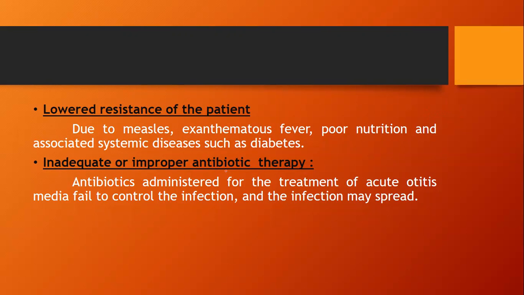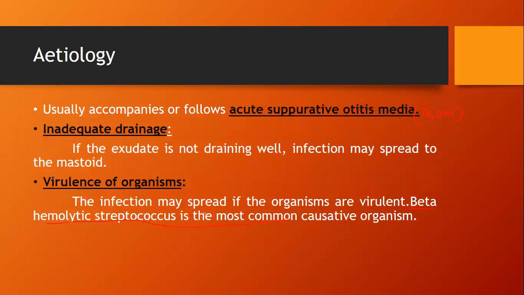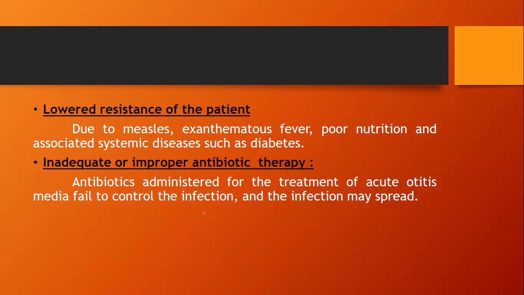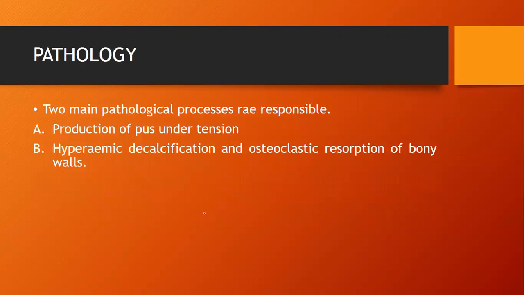Then inadequate or improper antibiotic therapy. Antibiotics administered for the treatment of acute otitis media may fail to control the infection, and the infection may spread to form mastoiditis. So these are the main causes of acute mastoiditis: ASOM, inadequate drainage, virulence of organisms, lowered resistance of the patient, and inadequate or improper antibiotic therapy.